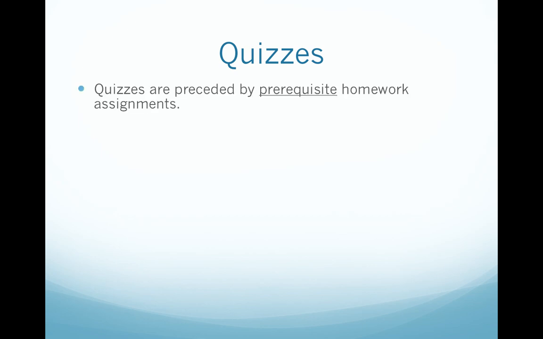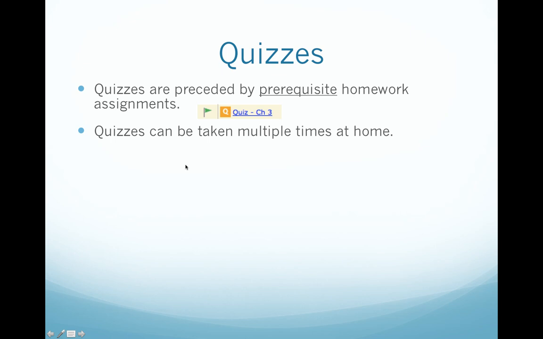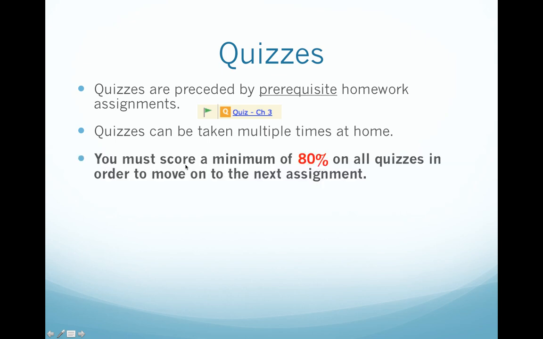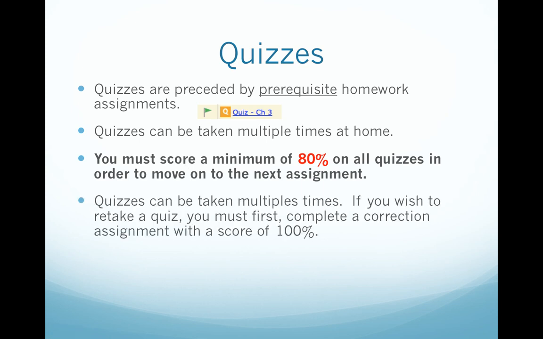Quizzes. You're going to have several quizzes throughout the semester, and they also have prerequisite assignments, which is indicated once again by this green flag. Your quizzes, you can take them as many times as you'd like in order for you to make that minimum score of an 80%. If you do not score an 80% on the quiz, then the software is going to automatically generate a correction assignment for you to do.